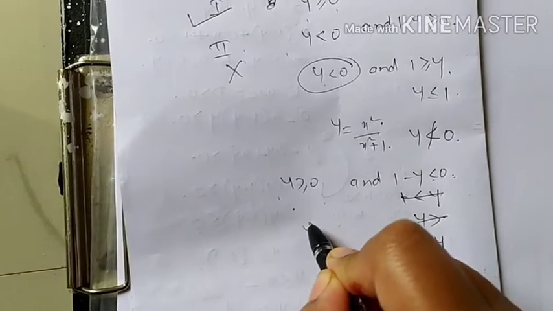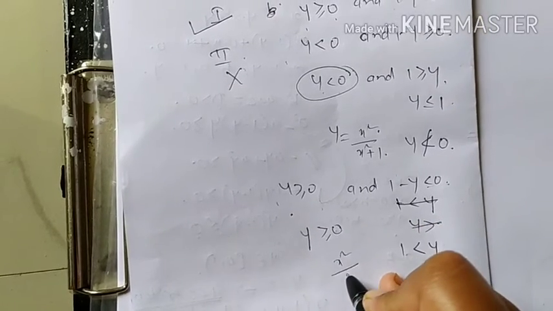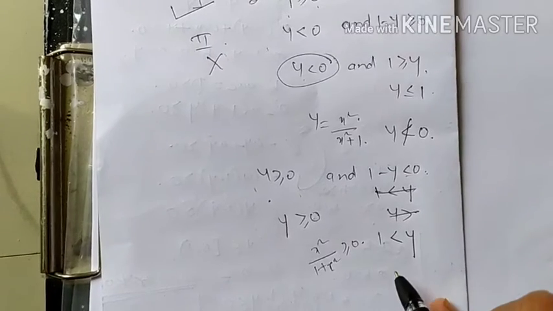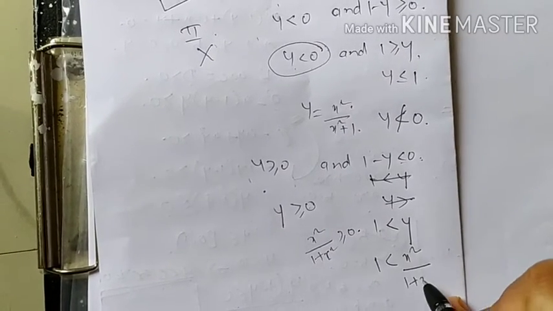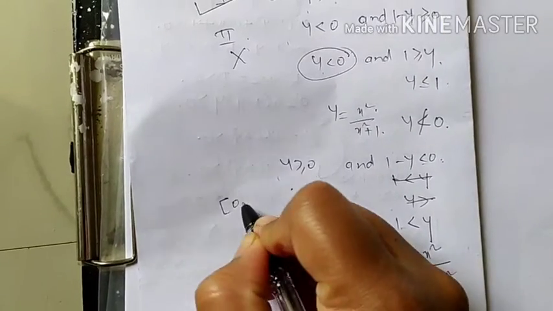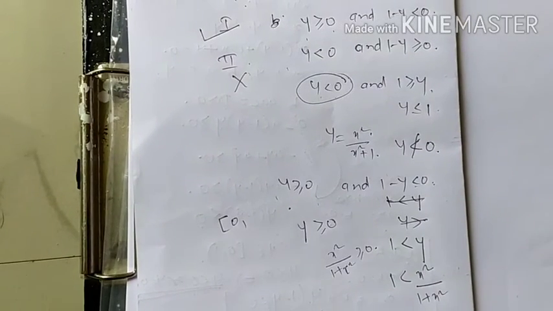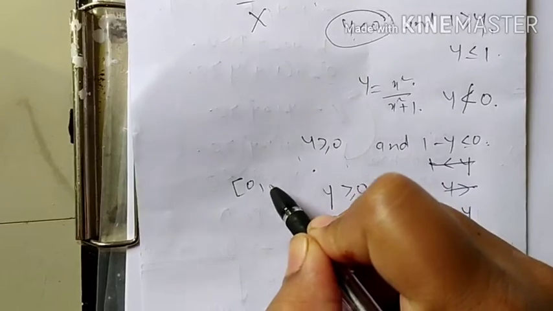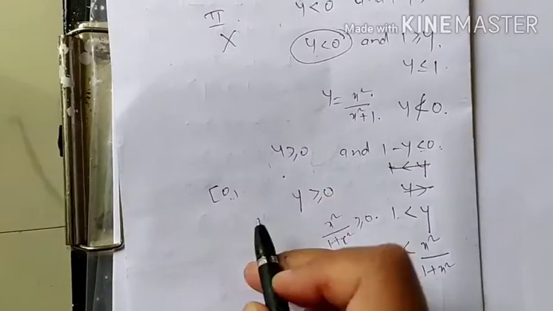So it is very clear that y is greater or equal to 0, means x square upon 1 plus x square is greater or equal to 0. And what we have, this condition 1 is less than x square plus 1 plus x square is given. Now if we combine, closed 0 we are taking, and in between 0 to 1 also we have to think. Now we'll see the options student.